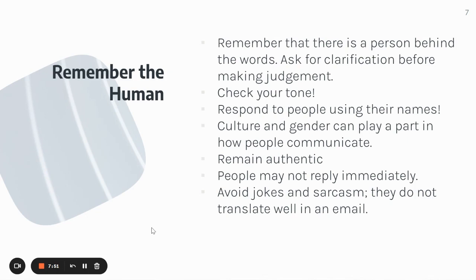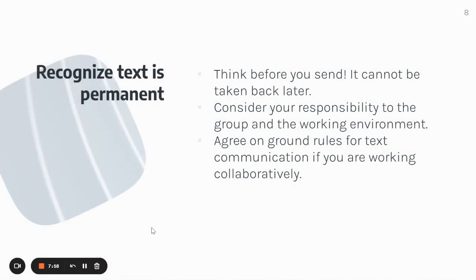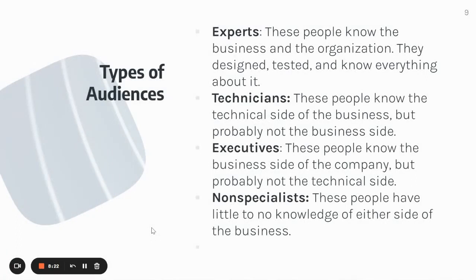And then avoid jokes and sarcasm. They don't always translate well in an email, and people may think that you're being disrespectful. Also realize that text is permanent. You cannot pull an email back. Once it's out, it's out. So think before you send. It cannot be taken back later. Consider the responsibility to your group and to the working environment, and agree on ground rules for text communication if you're working collaboratively. You have several different types of audiences that you need to be aware of.